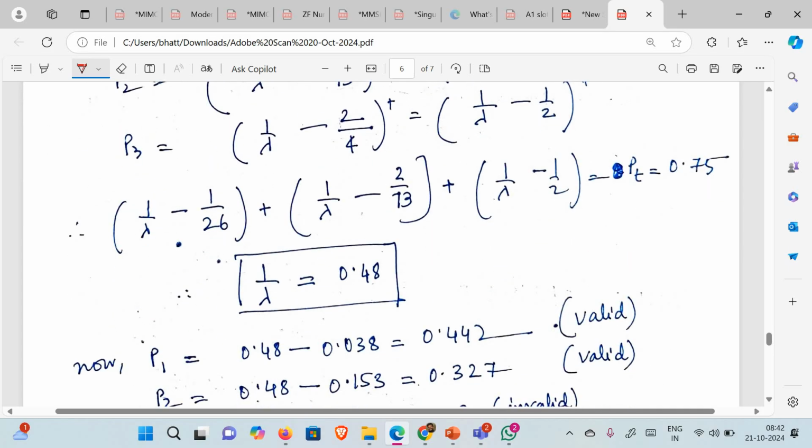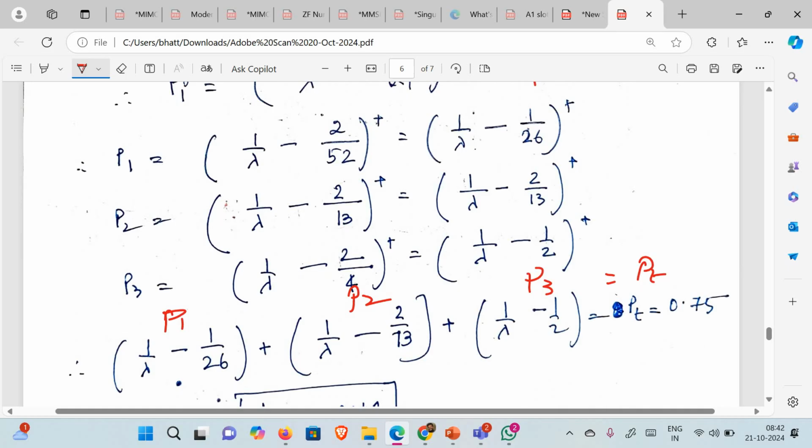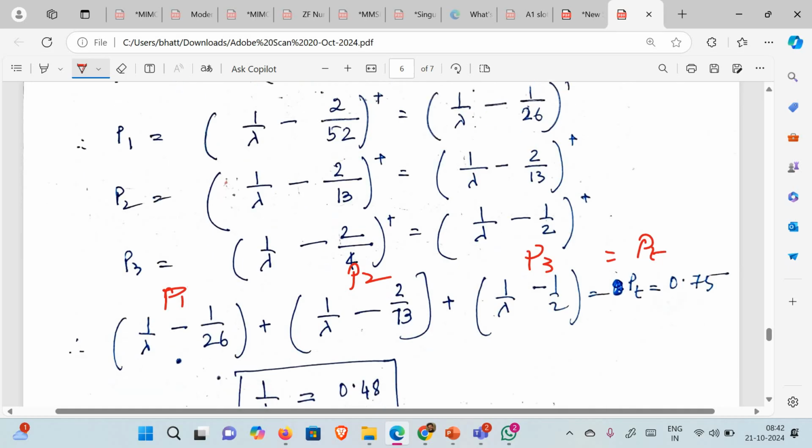We are trying to find out in the same manner as we have done, and we get a value of 1. Please understand and note this down carefully, or at least understand the concept. In the same manner, if I go on solving this, P1 plus P2 plus P3 equals PT. Earlier it was P1 plus P2 equals PT. Here there are 3 powers, so we are adding up. 0.75 is on the right hand side because it is provided to us. We solve them and we get a value of 1 by sigma equal to this. We substitute back into the equations of P1, P2, P3, like in the previous case.